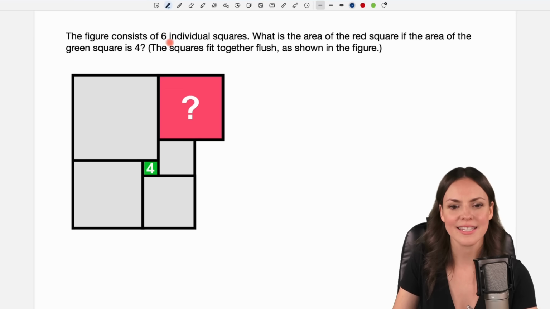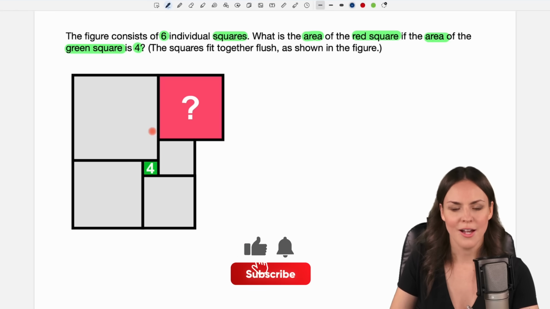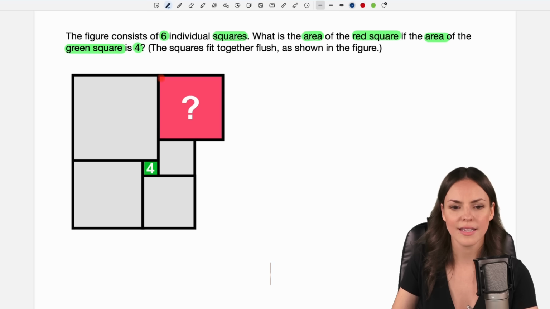The figure consists of 6 individual squares. What is the area of the red square if the area of the green square is 4? The squares fit together flush as shown in the figure. Okay, so we have these 6 individual squares here that are all connected to each other. The area of this small green square is 4, and we have to find the area of this red square.